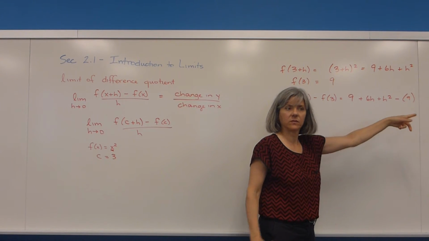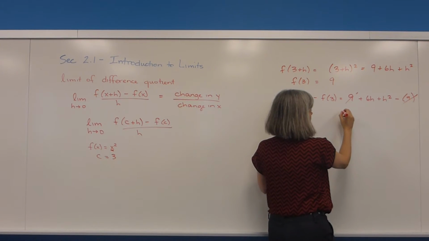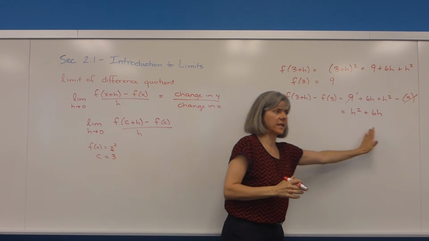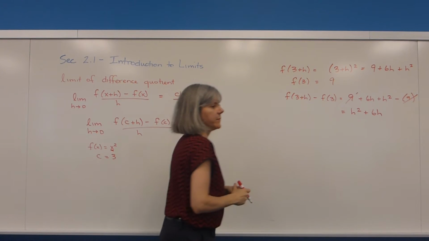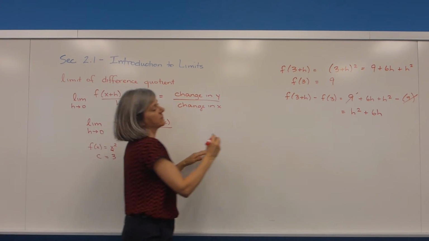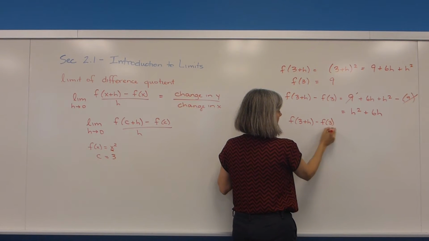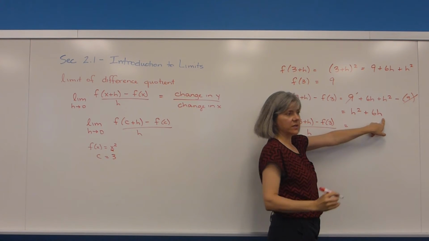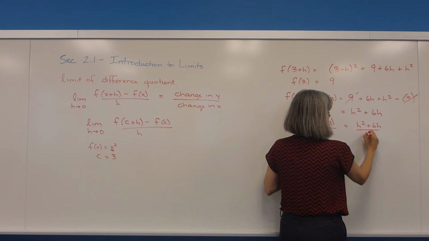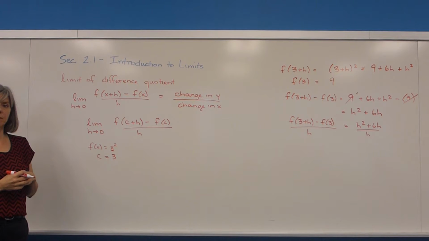Yeah, the 9's cancel. And then, just because we tend to write things in descending order, I'm going to flip the order and put the h squared first. So all I'm doing here is canceling the 9's and writing it in our normal descending order. Okay, so how far have I gotten? I've gotten the numerator. Now I need to divide by h. So f of 3 plus h minus f of 3 all over h is going to be this divided by h. So h squared plus 6h divided by h. h plus 6.